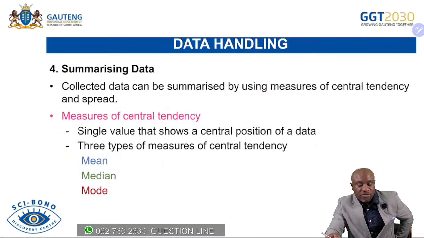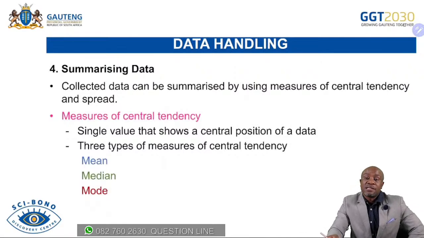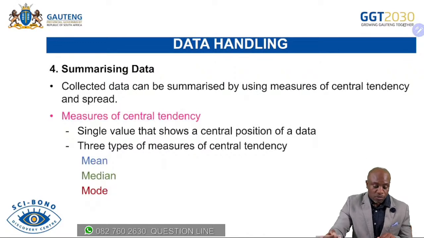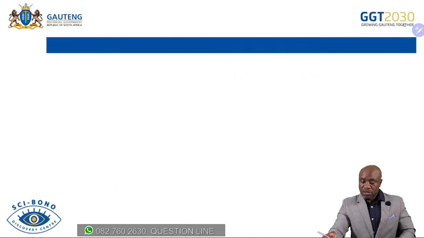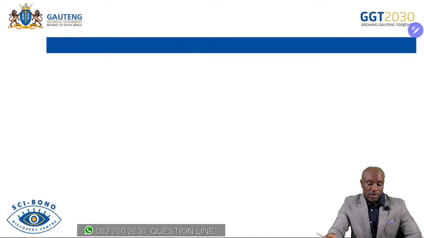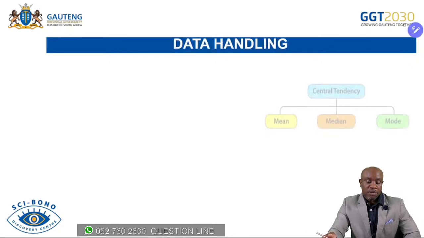We will look at how we view measures of central tendency. Measures of central tendency actually are a single value that shows a central position of your data. There are three: mean, median, and mode. So you see the three M's that we have there with the triple M. And we will start with the mean.